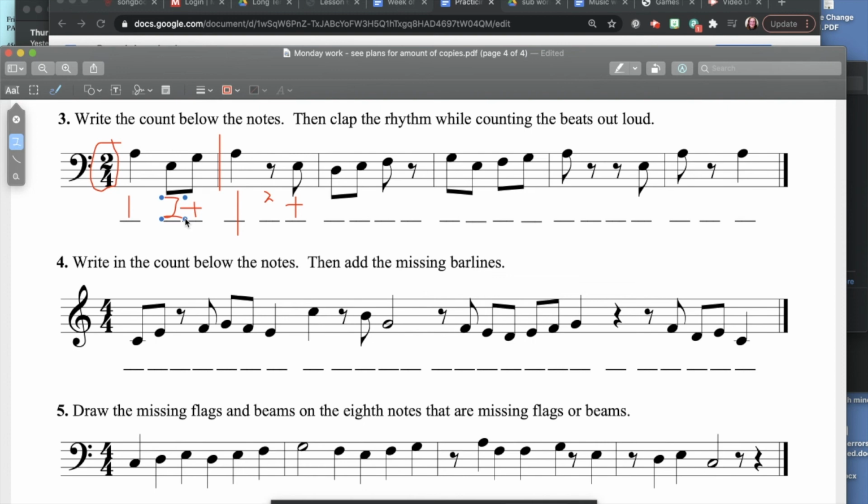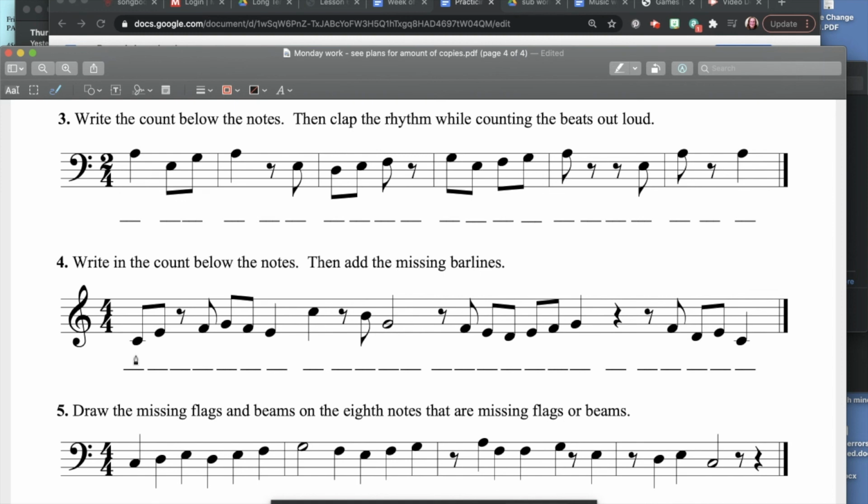Try the rest of them on your own. Once again, if I'm giving you the answers, it should be right on your paper. I'll try to post this on Classroom if you want to pull it back up or something like that. Write in the counts and then missing bar lines. So this is where you're going to have to make sure that you figure out where your ands, the 4 and the 3 and the 2 and are working out, because you want to make sure that each thing gets its own count.